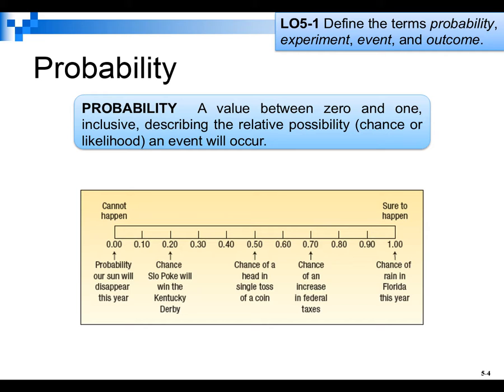Then on the bottom end of the spectrum, we have the probability that our sun will disappear this year, and we assign that a probability of 0 in that we believe it cannot happen. And then on the other end of the spectrum, we have something that is sure to happen, the chance of rain in Florida this year, and that is assigned a probability of 1.